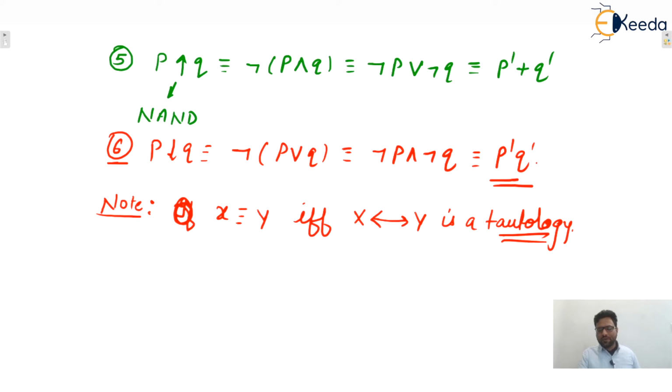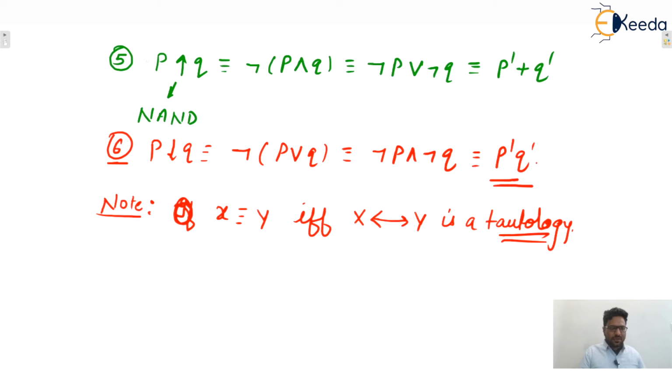That means it is always true. Tautology means always true. X is equivalent to Y means X implies Y as well as Y implies X. This must be a tautology. Tautology means always true, isn't it? So we can take some example based on this one.